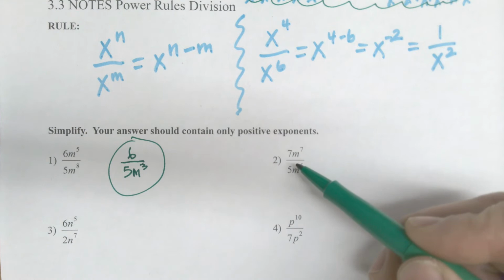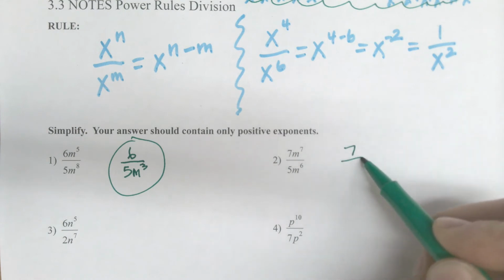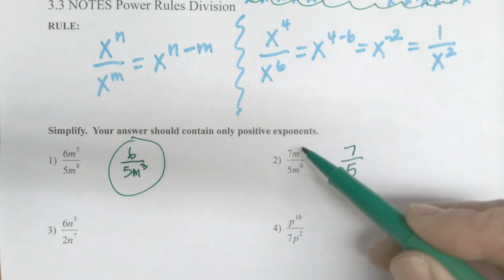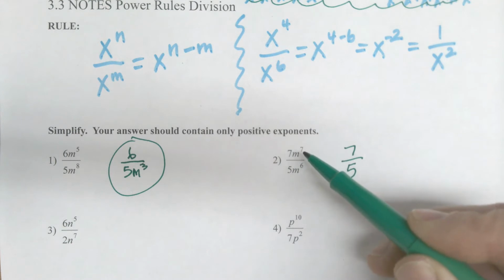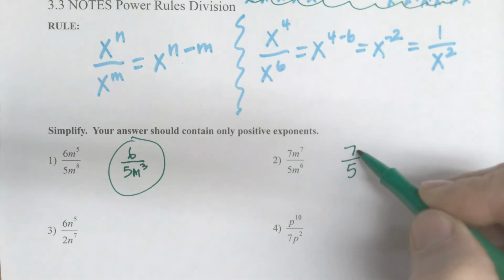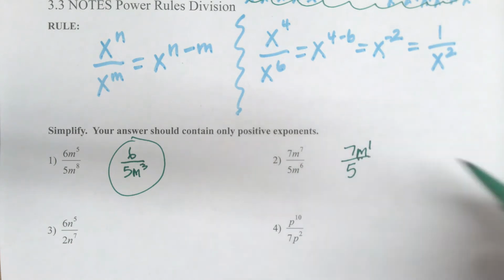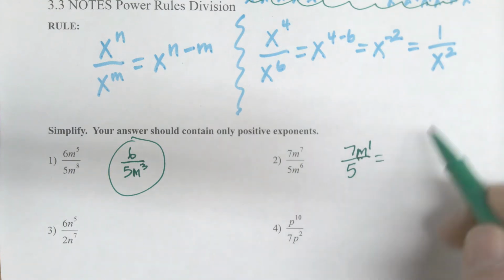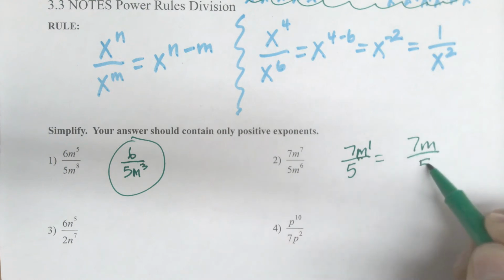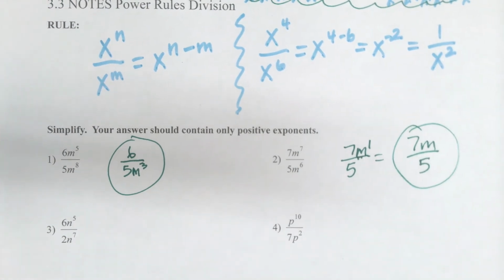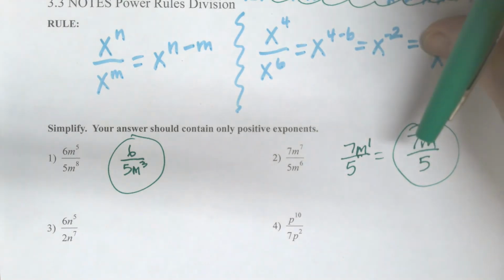So in problem number 2, the 7 and the 5 stay. They can't be reduced. I have 7 m's on the top, 6 m's on the bottom. That means I have 1 more m on the top, and that again becomes my final answer. Do I need to write it as m to the first? No, this would just be 7m over 5. So it's just, where do I have more, how many more? That's all I'm looking for on these.